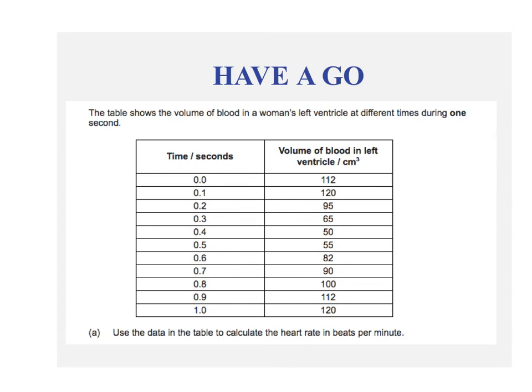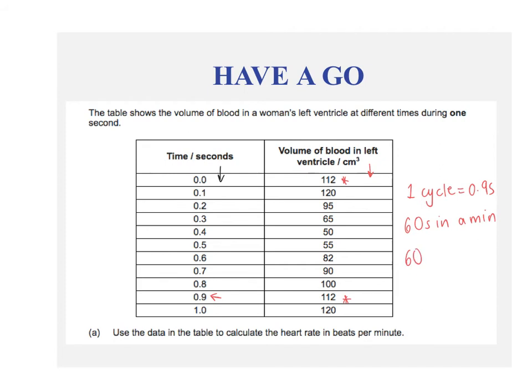So use the data in the table to calculate the heart rate in beats per minute. I'm going to look at the time down in this left-hand column, and I'm looking at the volume of blood in the left ventricle. I can use my knowledge that the volume in the left ventricle should be the same at the start of every cardiac cycle. So I'm going to look down and see where I see 112 centimetres cubed again. And it's not until I get down to 0.9 seconds that my ventricles have the same volume as they did at the very beginning. So I know that one cycle takes 0.9 seconds, and there's 60 seconds in a minute.